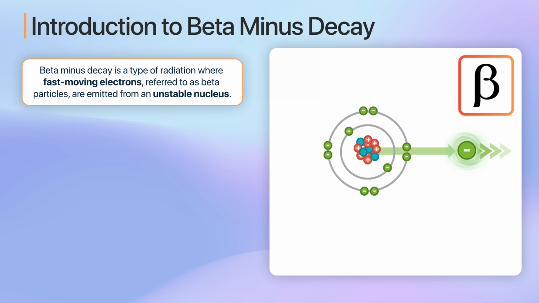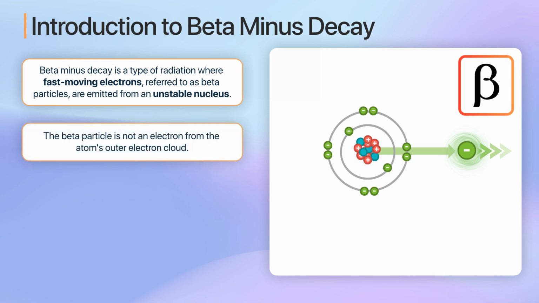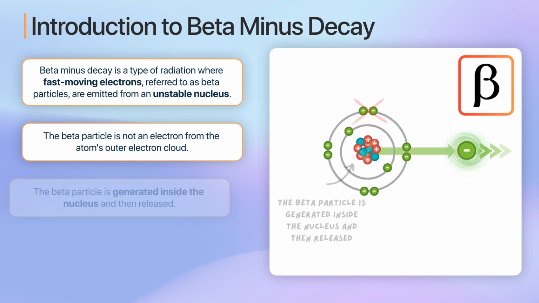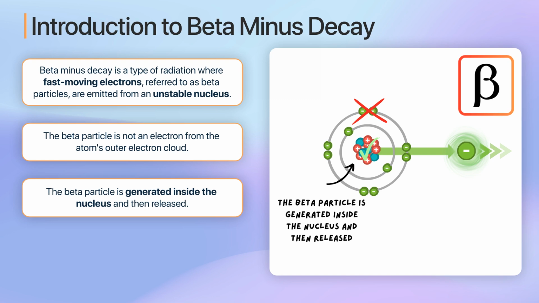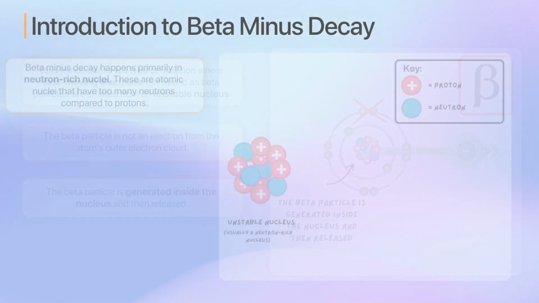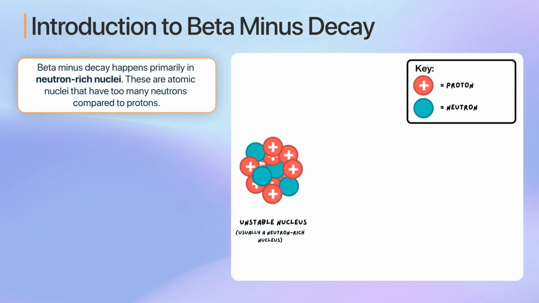One important thing to note is that the beta particle is not an electron from the atom's outer electron cloud. Instead, it is generated inside the nucleus and then released. Beta decay happens primarily in neutron-rich nuclei. These are atomic nuclei that have too many neutrons compared to protons.